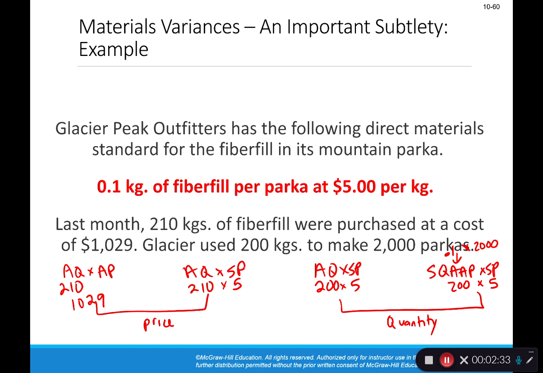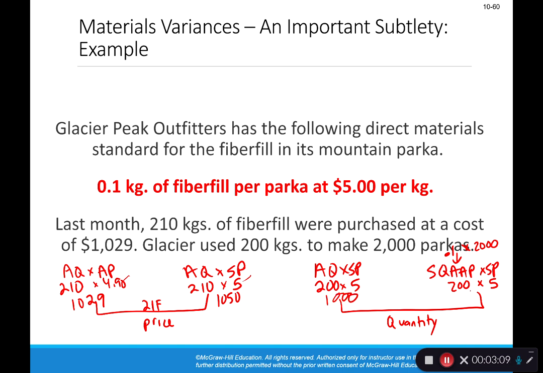So to get my actual price, I'm going to take my $10.29 divided by 210. That gives me an actual price of $4.90. And then we do out our math. 210 times 5 is $10.50. And $10.50 minus $10.29 is $21. So we spent $10.29. We were allowed to spend $10.50. We spent less. That's a favorable variance. Also, $4.90 is less than $5.